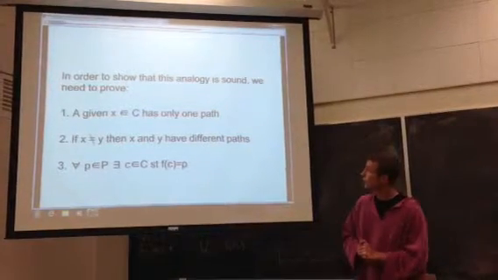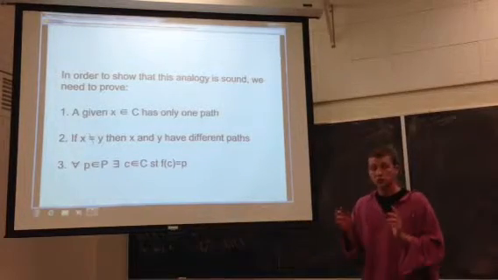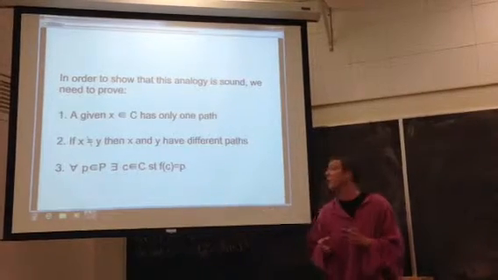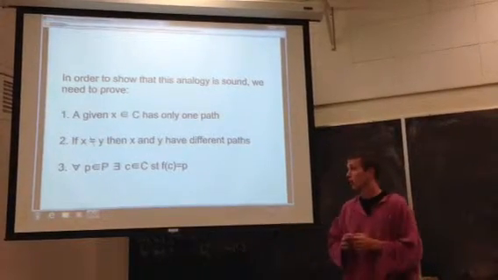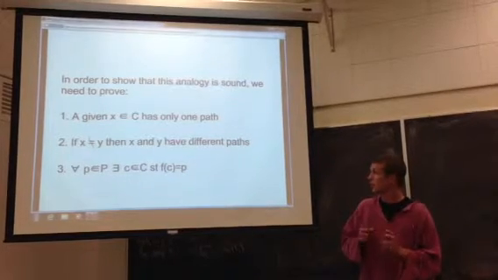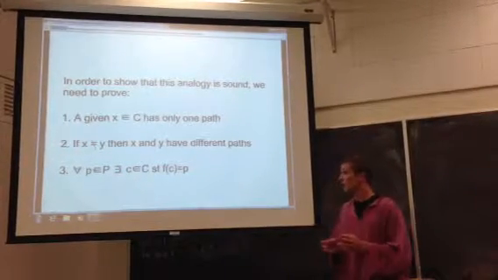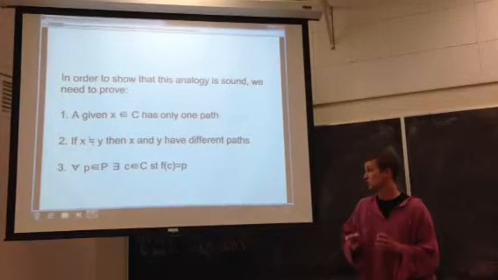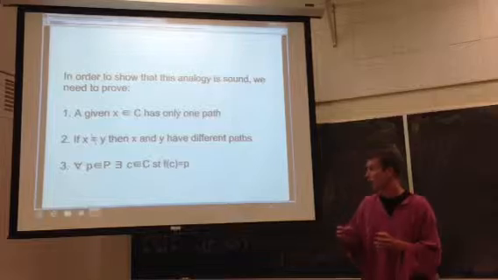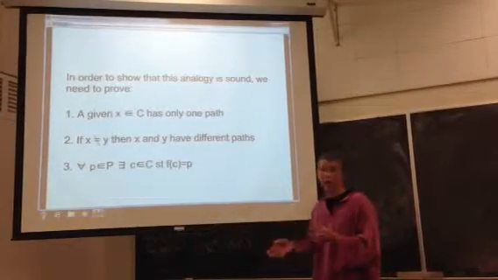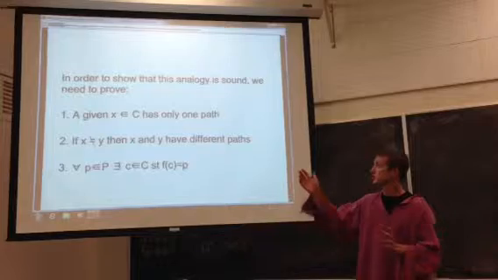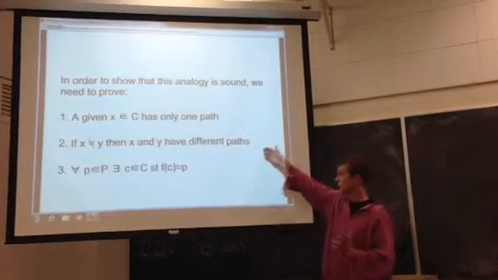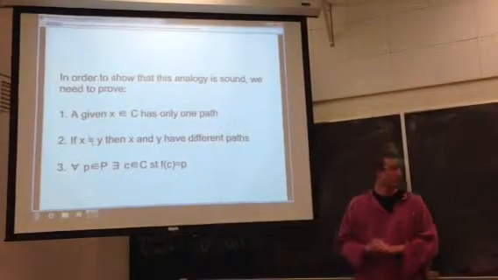Next. In order to show that this analogy is sound, we need to prove three things. One, a given x in the Cantor set has only one path. Two, if x and y are not equal, then x and y have different paths. And three, for all p in P, there exists a c in the Cantor set such that f of c equals p, where capital P is the set of paths. This is essentially saying that we want to show one, well-definedness, two, one-to-one, and three, onto for some function.